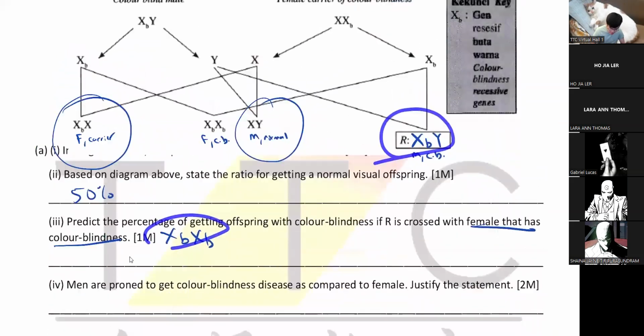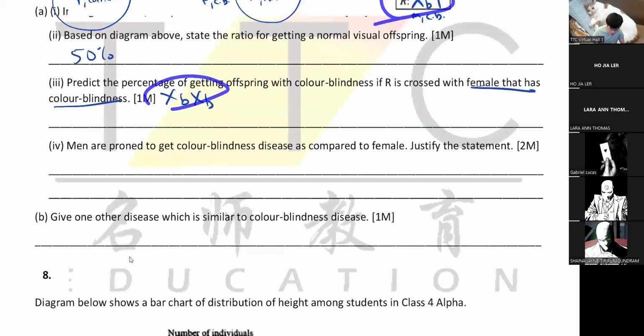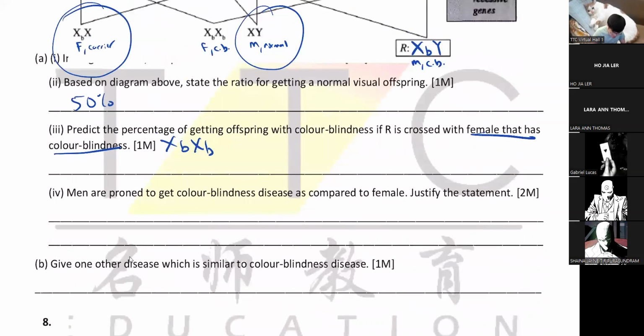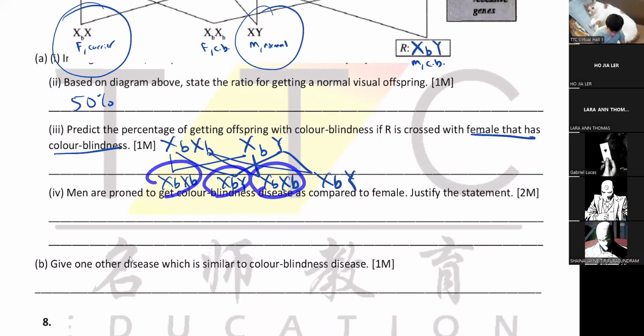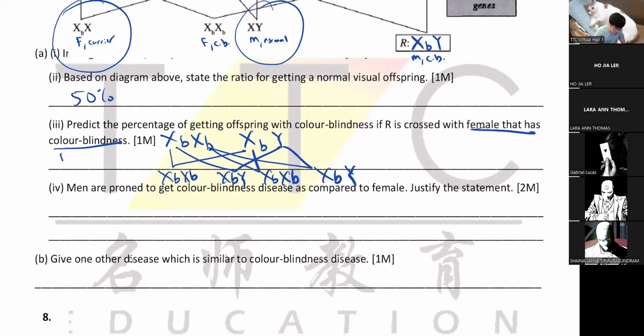So let's look. Okay, there's no more space here to draw. Right, you know what? Let's draw here. So X small b and Y. So the first child, X small b. Second child, small b. Third child, small b. Fourth child, small b. So as you can see, colorblind, no matter daughter or son, everyone will be colorblind. So what's the percentage? 100%.